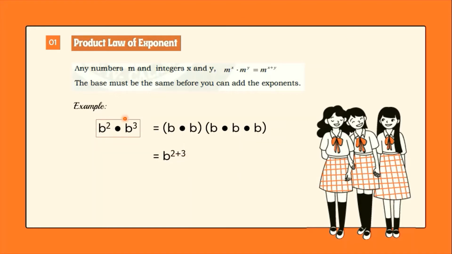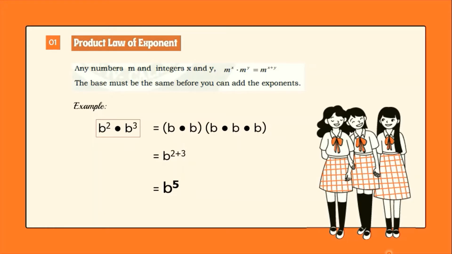Itong 2 at 3 ay kailangan nating i-add together. Kaya ang ating magiging sagot ay B raised to the power of 5. Dito sa product law of exponent, always remember that you need to add the exponents together. You have to multiply the bases and then add the exponents. Dito, kasi pareho yung base na B, kaya kinopya lang natin siya, B. And then yung exponent, we add 2 and 3, kaya naging 5.